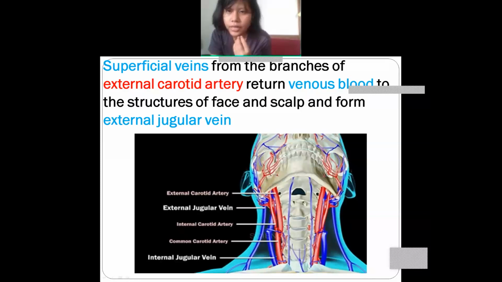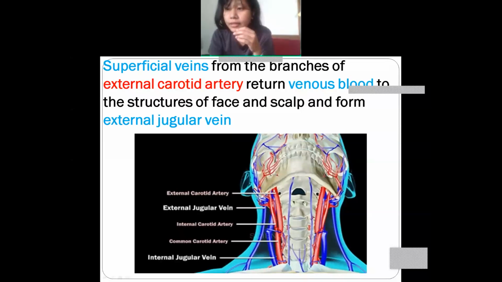The external carotid artery will return some venous blood, that is the deoxygenated blood, to the structures of what? To the structures of your face and scalp, meaning the head. In the head they will go and give the deoxygenated blood, and finally they will form another vein which is known as the external jugular vein, which is this. So they come hand in hand, you can say that. I'll repeat again. The superficial veins, which lie just beneath the skin, are divided into different branches, so they form some branches in the external carotid artery.